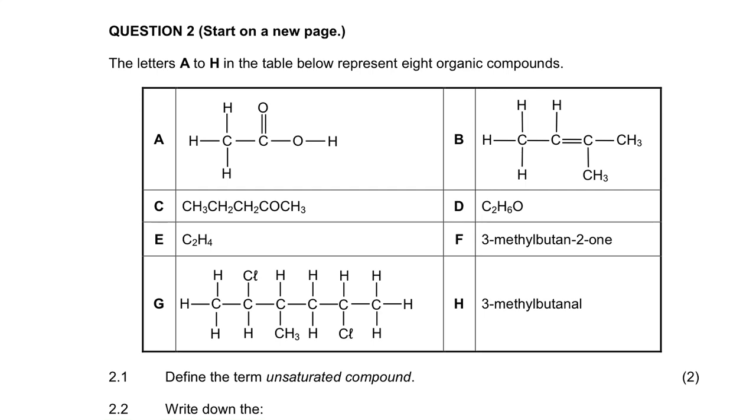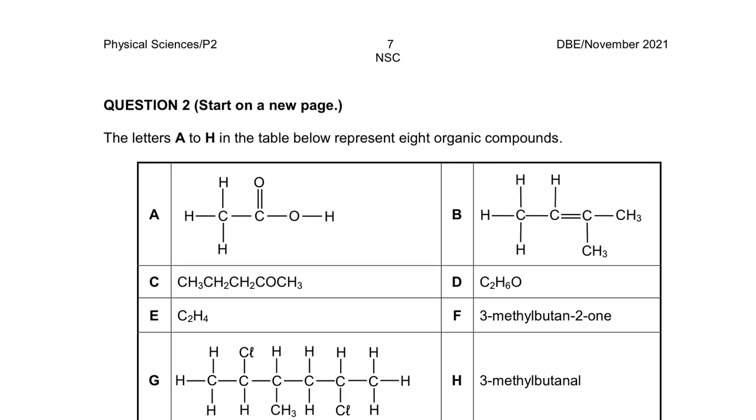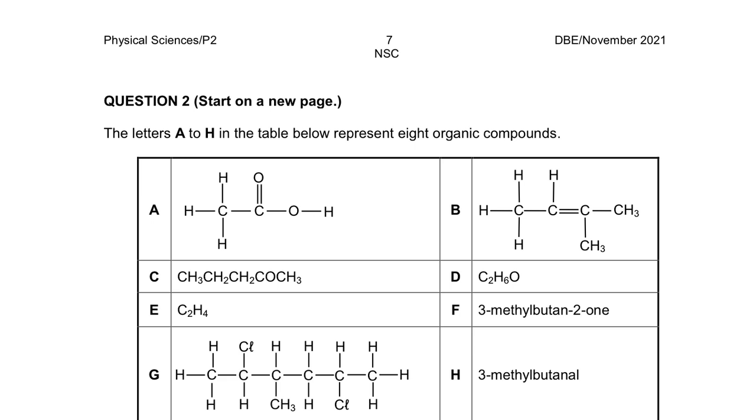So in this video lesson, I'm going to look at an approach that I use to attempt these long questions on organic structure and naming that you will encounter in your final exams. These are from NSC papers. This particular question is from the DBE or the NSC November 2021 grade 12 final matric exam paper, paper 2.